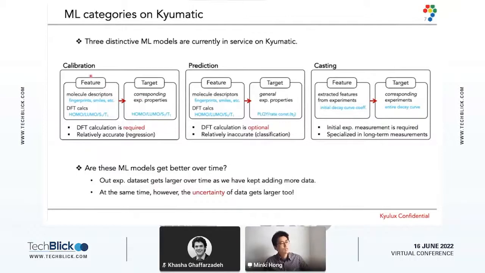The first one is what we call calibration. This model is trying to map the DFT results to the corresponding experimental results. For instance, we can calculate the HOMO of the molecule directly from DFT calculation, and we can measure that as well. Because we have experimental data, we try to match those two things. And as you can imagine, over time, we add more data.